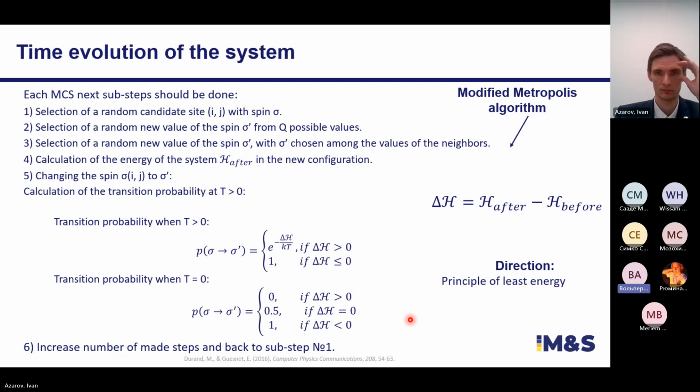If delta H is 0, meaning that the Hamiltonian is the same, again, probability 0.5. But again, possibly there are many such configurations with the same Hamiltonian, or many such configurations for which delta H is less than 0. So you should somehow divide by the number of such configurations. Otherwise, you have the total probability not 1, but larger than 1. So this is how I understand. Please confirm whether it is correct or not.